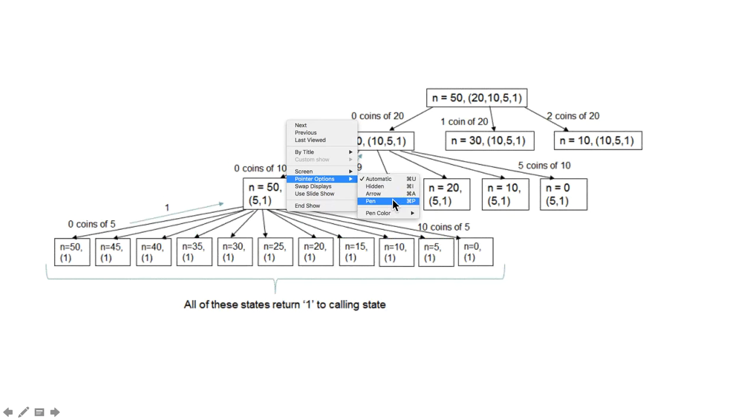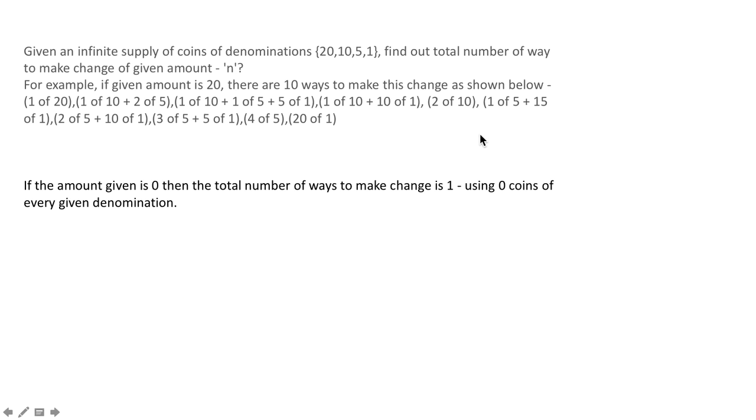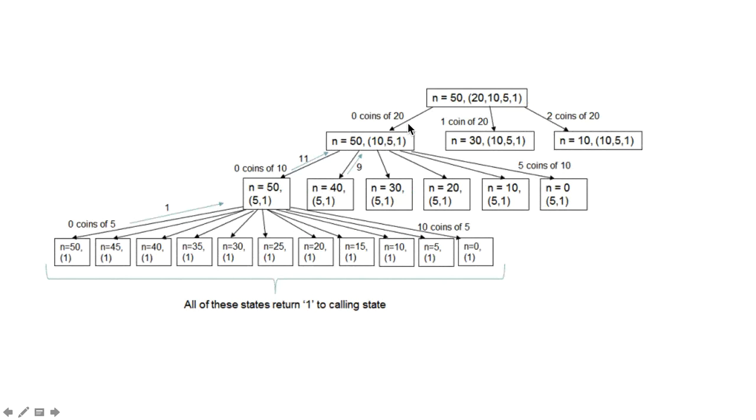So this is actually the not including part. 20 is not included, that's why 0 coins of 20. This is our not included. And then 1 coin of 20 and 2 coins of 20. 20 is done then. Right?